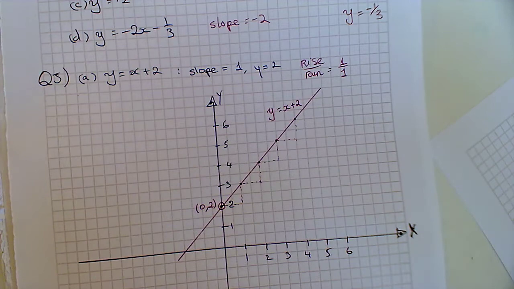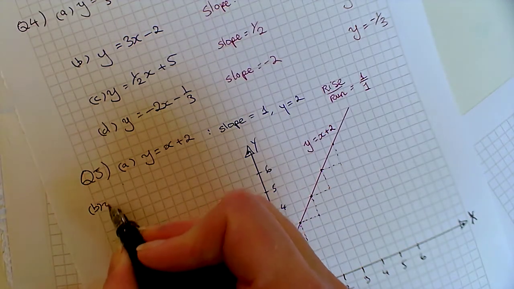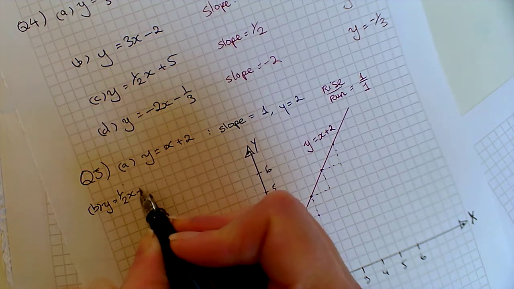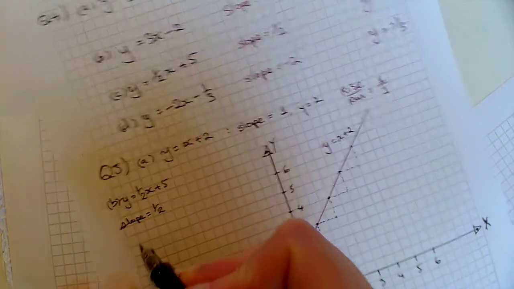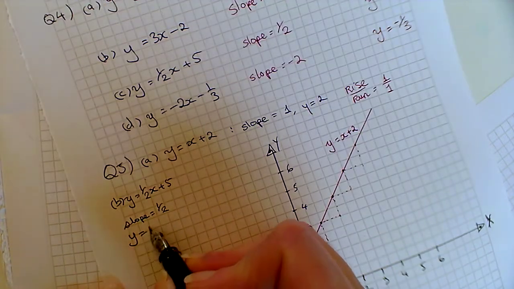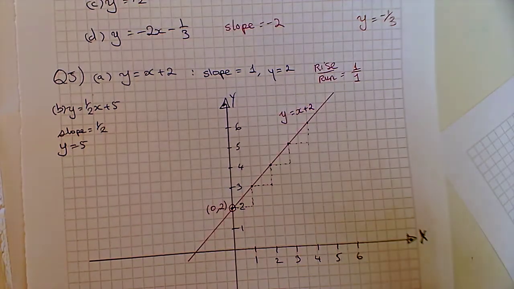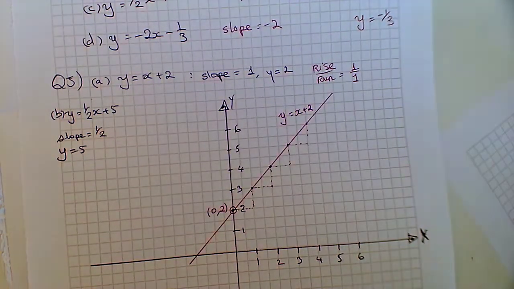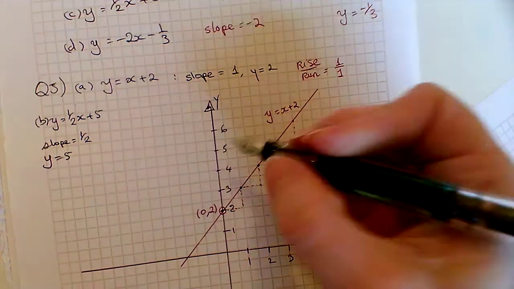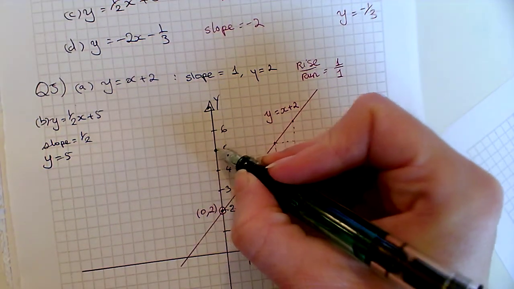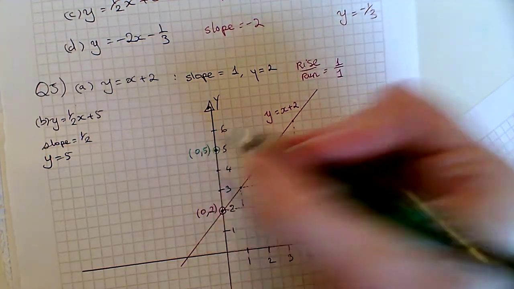The second line that we were asked to graph was y equals a half x plus 5. So now my slope is a half and my y-intercept is at y equals 5. I'm going to plot this on the same axes to save me the time of drawing it out again, but I'll do it in a different colour to make it stand out. So it's going to go through the y-axis at this point up here, and that's the point 0, 5.